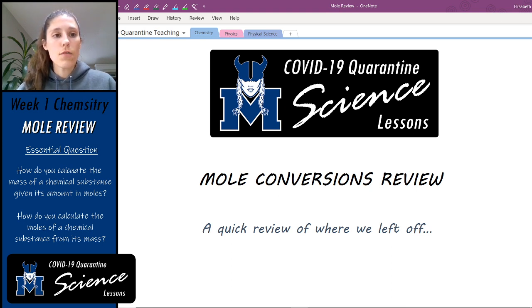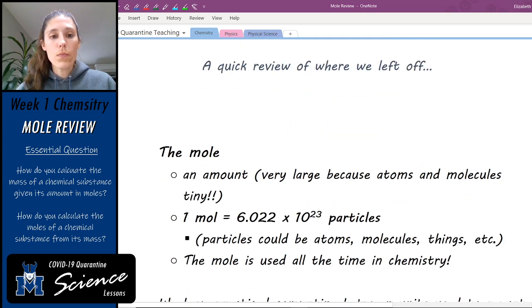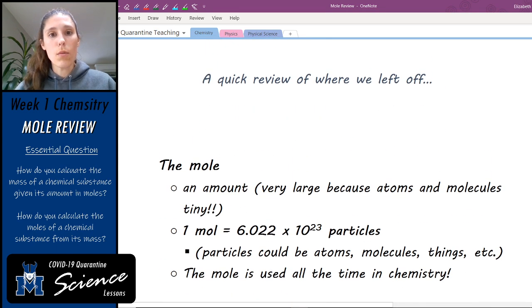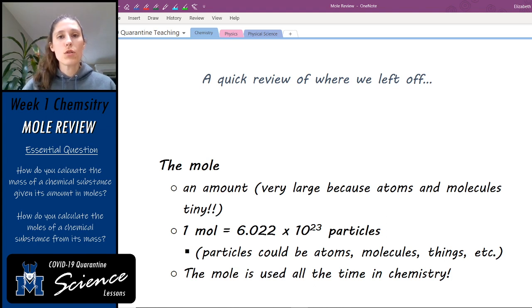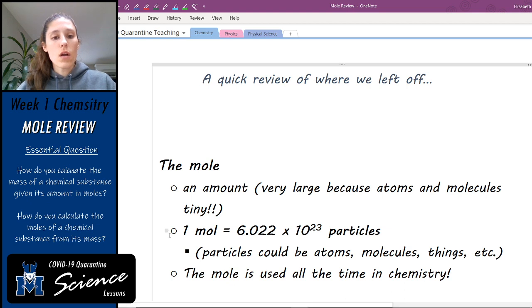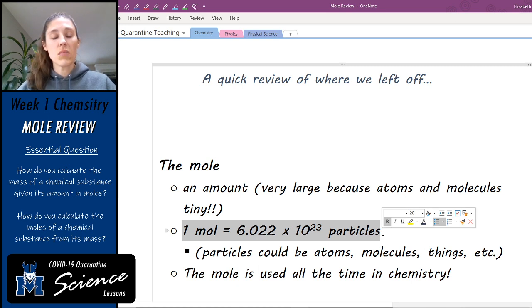If you recall, the mole is definitely an important thing to know about in chemistry. It's used all the time. The mole is just an amount, just like 12 is a dozen. 6.022 times 10 to the 23 things is going to be 1 mole of those things. In chemistry, usually we're talking about atoms or molecules, which are very, very tiny, so the mole is a useful unit to talk about the amount. So 1 mole is equal to 6.022 times 10 to the 23 particles, atoms or molecules. Replace particles with whatever you're doing in that problem.